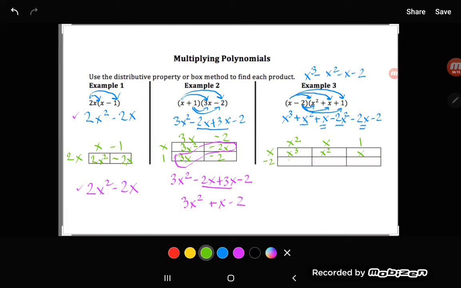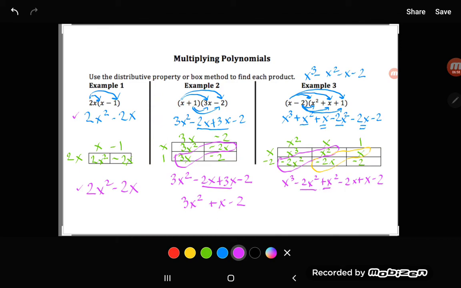Negative 2 times x squared gives me a negative 2x squared. Negative 2 times x gives me a negative 2x. And then negative 2 times 1 gives me a negative 2. I still have to go through and combine like terms. When I combine like terms, I have x to the third minus 2x squared plus x squared minus 2x plus x minus 2.